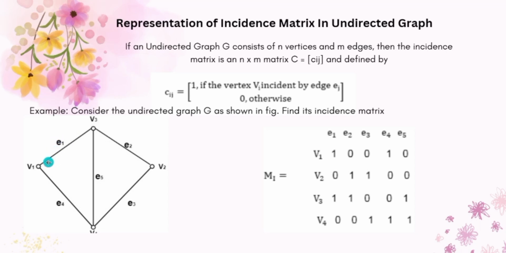E1 is the edge which connects V1 and V3. Therefore, here 1 is placed. For V3 also, 1 is placed. E1 does not connect with V2 and V4. Therefore, it is 0. Similarly, we do the process for E2, E3, E4 and E5.